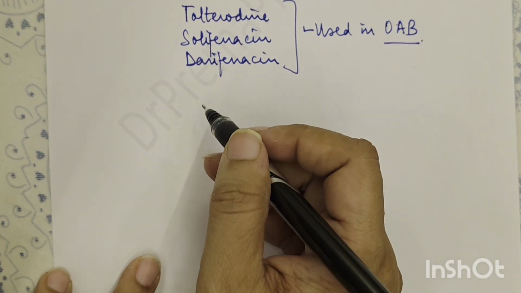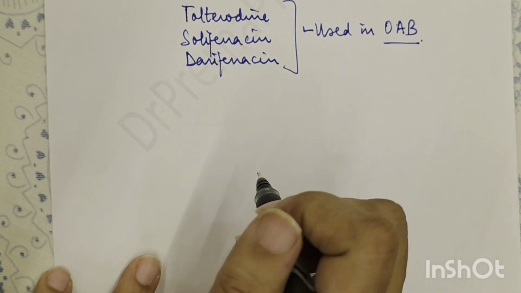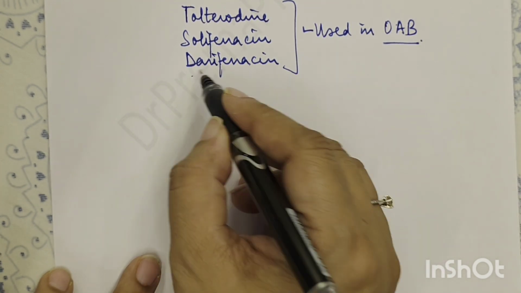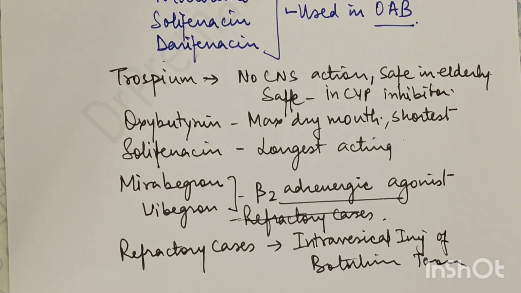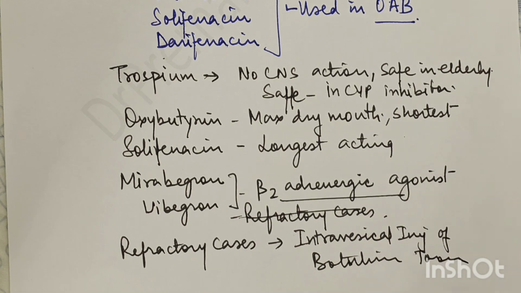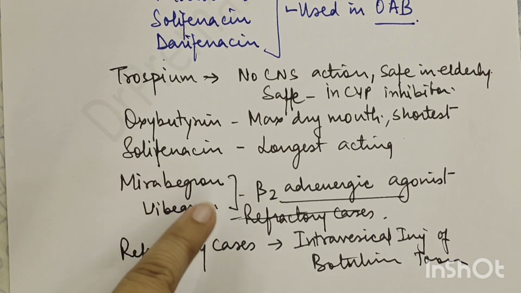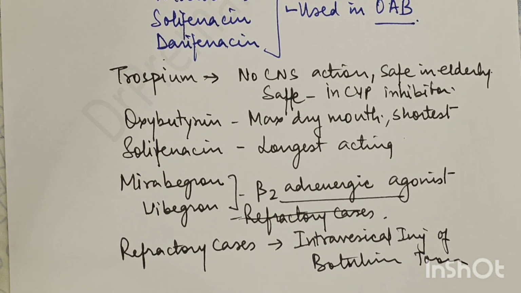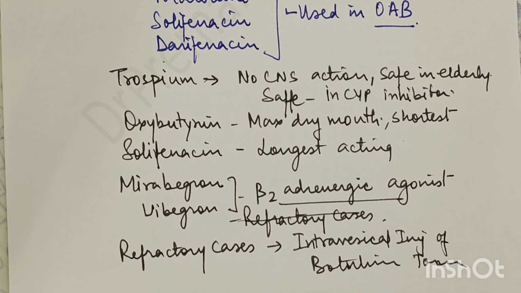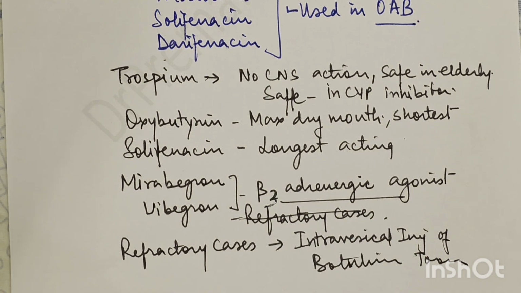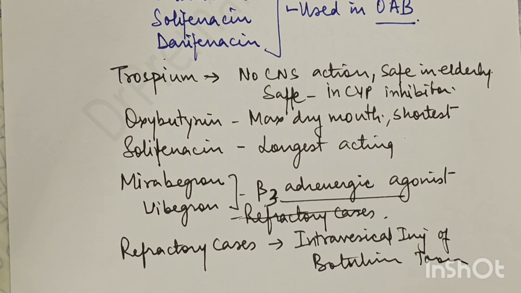Now some specific characteristics related to these drugs. So there's a drug called as trospium, which has got no CNS action, is safe in elderly and also safe with other drugs. Oxybutynin is having maximum dry mouth and is shortest acting. Solifenacin is longest acting. Mirabegron is, there are these two new drugs, mirabegron and vibegron. These are beta-3 adrenergic agonist. In refractory cases, we use intravesical injection of botulinum toxin also.